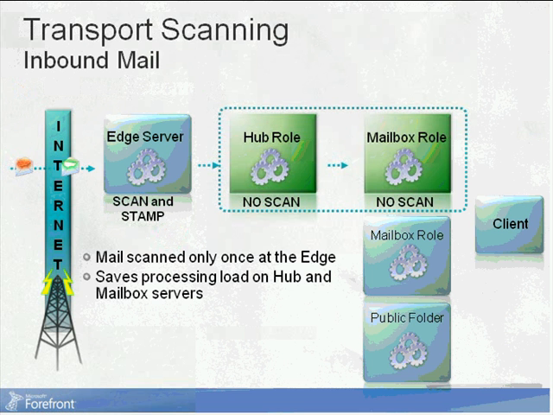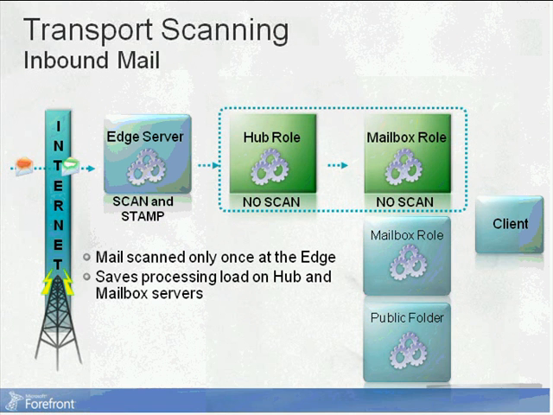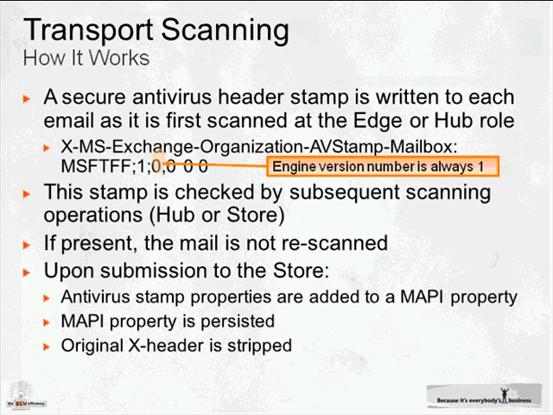Mail is scanned once by the edge. It saves the processing load on the hub and the mailbox server. So it's not scanned again. The antivirus stamp is central to reducing the scanning load on the Exchange servers in your organization and increasing the overall performance of your mail system.